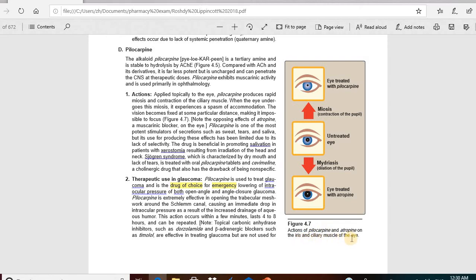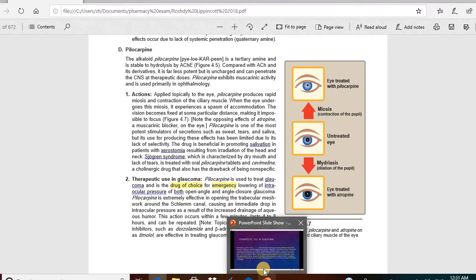This is on the iris and ciliary muscles of the eye. When we give pilocarpine, contraction of the ciliary muscles occurs, and that is where the miosis happens. When we give atropine, relaxation of the ciliary muscles occurs, and that is why the dilation occurs.